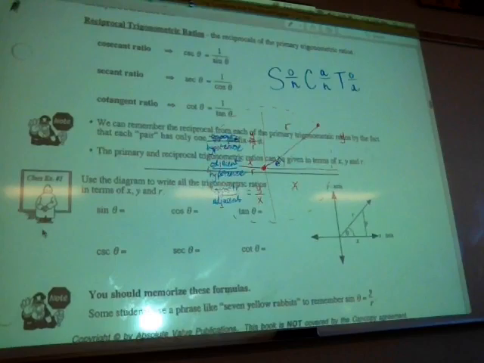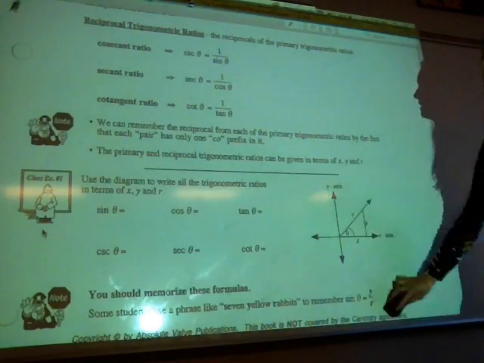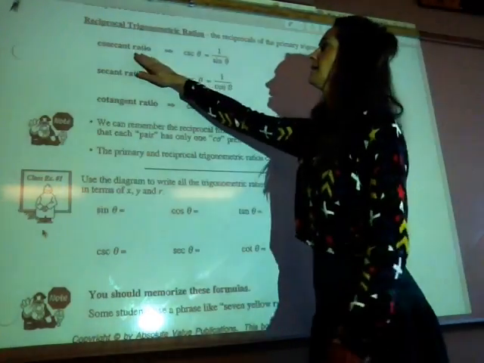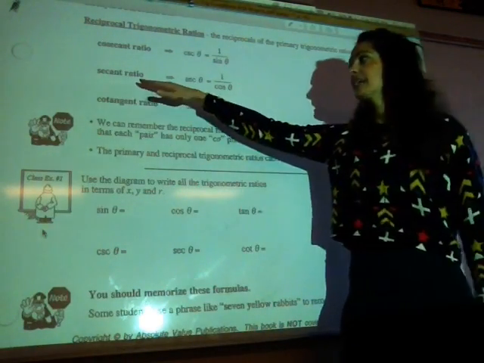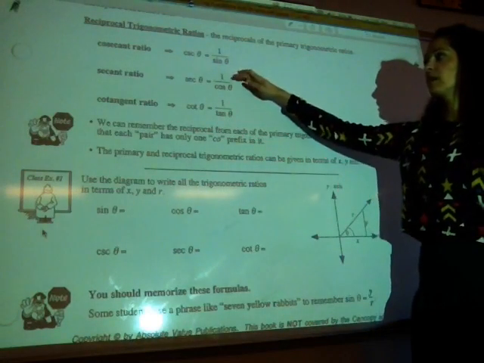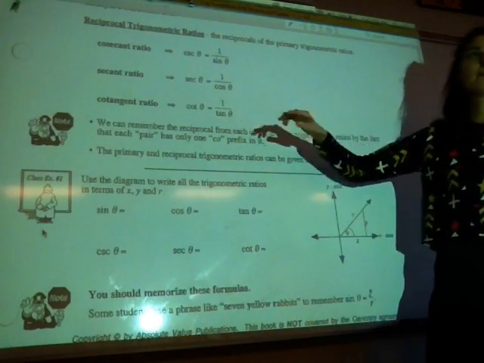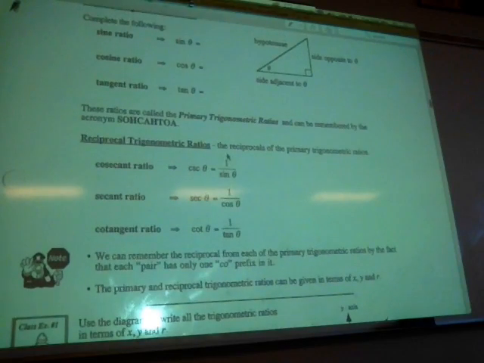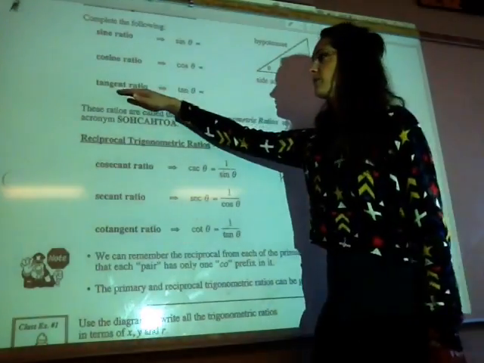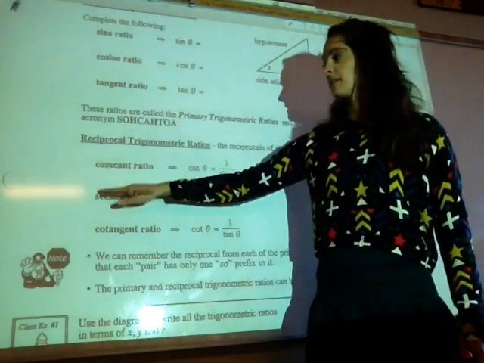So the 3 other trig ratios are the reciprocal trig ratios, and they're the reciprocals of sine, cosine, and tangent. As you can see, cosecant is the reciprocal of sine, because it's 1 over sine. Secant is the reciprocal of cosine, 1 over cosine. And cotangent is the reciprocal of tan, 1 over tan. The only one that really makes sense with its language is tangent, which has a reciprocal of cotangent.